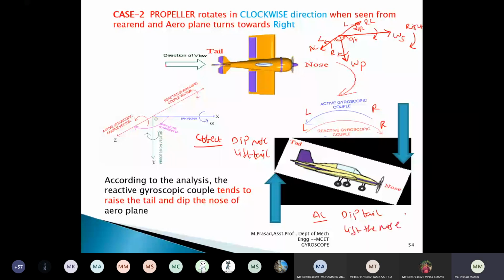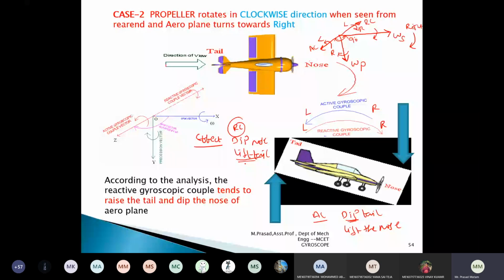Exactly the opposite has to happen in the reactive gyroscopic couple. If you see in the case of the tail, what is happening? The tail is dipping. To maintain equilibrium, the tail has to lift. This is the gyroscopic effect due to the reaction couple. In the active couple the tail is dipping. If there is no reaction couple, the tail always dips and it is going to collapse. To maintain equilibrium, the opposite action has to happen. So for the active couple, the gyroscopic effect tries to dip the tail, whereas for the reaction couple, the dipped tail has to be lifted.